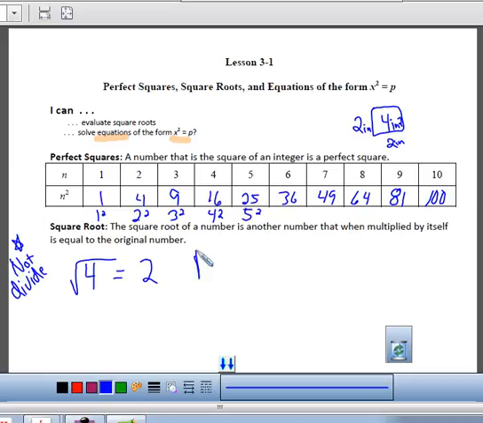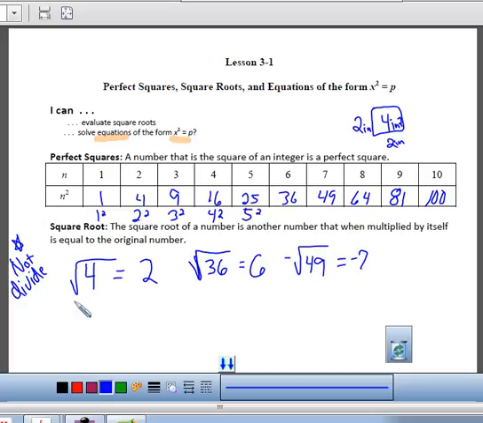Let's do another one. Square root of 36. What times itself is 36? 6. Let's do another one. This time, let's put a negative in front of the square root. Now, what times itself gives you 49? That'll be 7. Now, the negative was on the outside, so we bring it along. Negative 7.